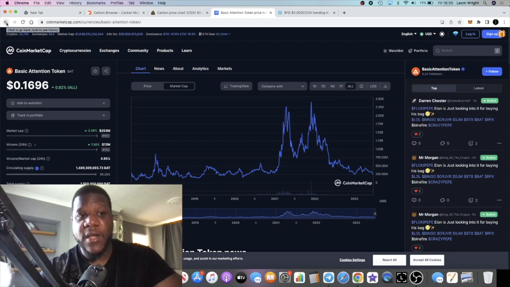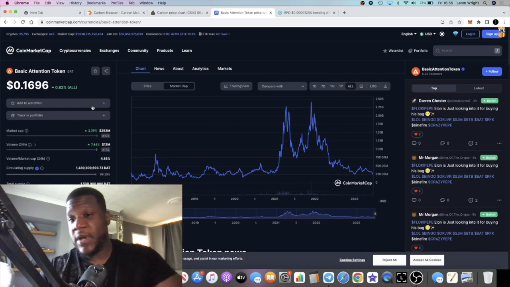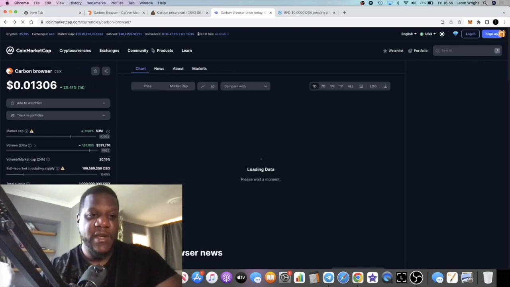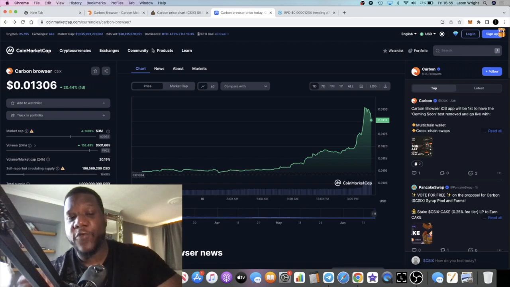With BAT, you can basically earn the BAT tokens by using the Brave browser. You can download the Brave browser. A lot of people use that for crypto as opposed to Google, for example. You can connect your MetaMask and do all of that sort of stuff, and it's Web3. So Carbon browser, token ticker CSIX, is sitting only at 3 million.